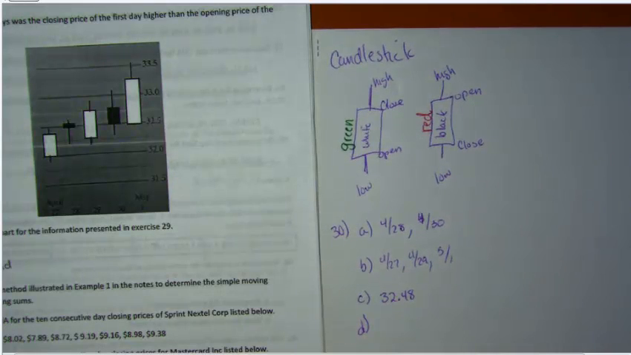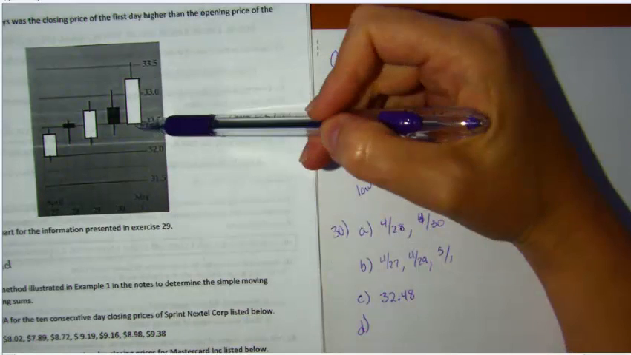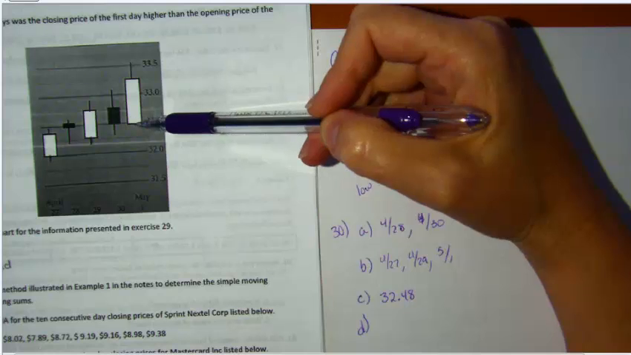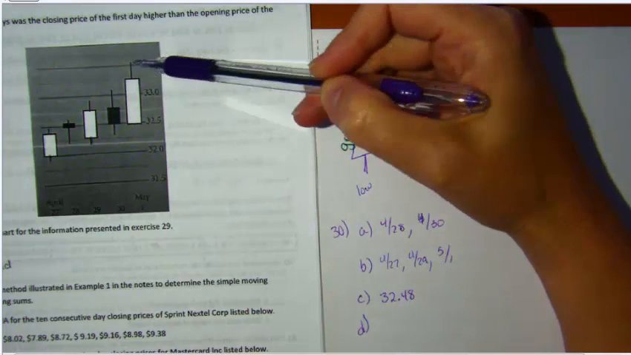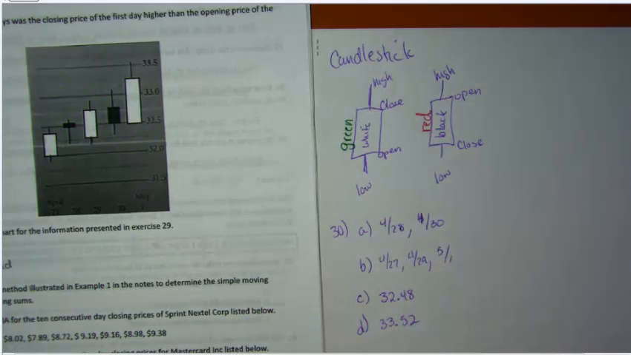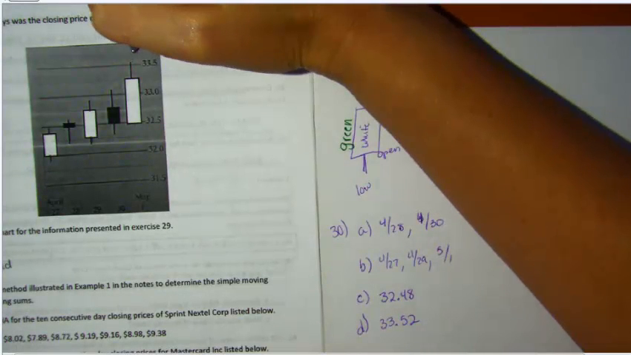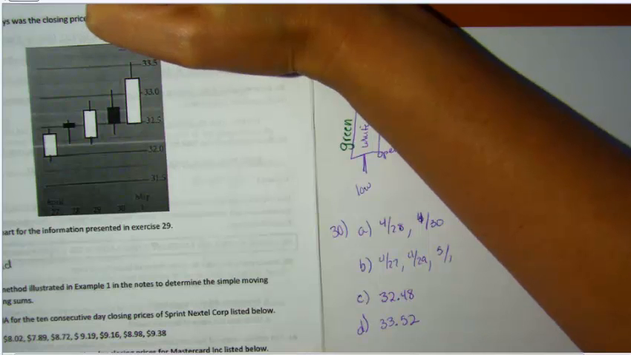D, what is the approximate high price on May 1st? May 1st, the high and the low are the sticks. We're right above 33.50, so 33.52 or something. Something that would tell you you're just above 33.50, and if you go about the same distance up, this would be 33.75-ish up here, so something between those two.